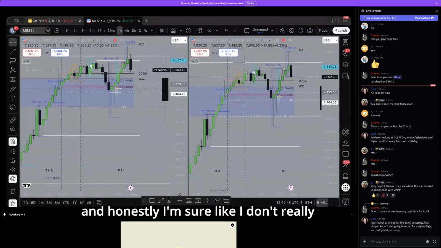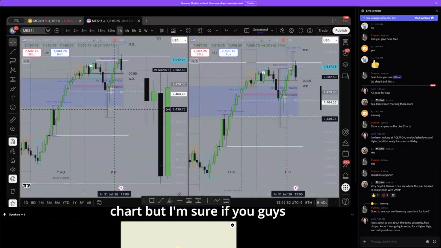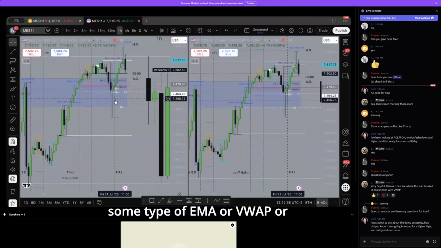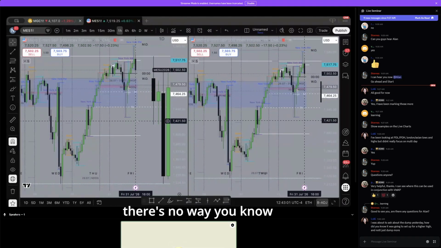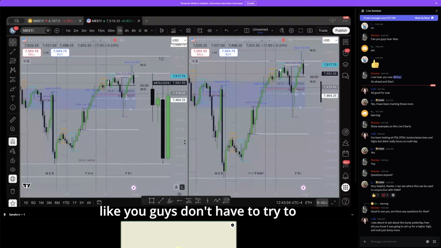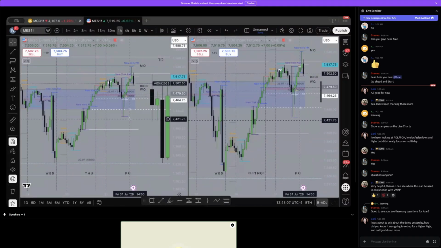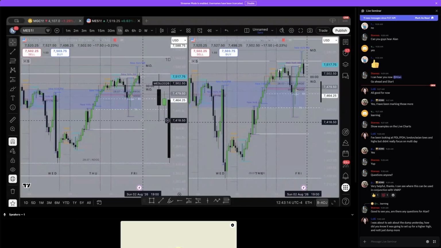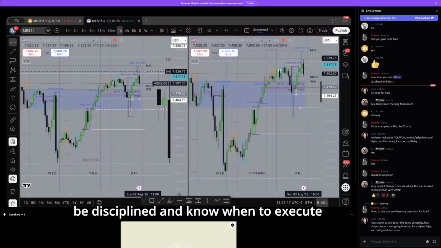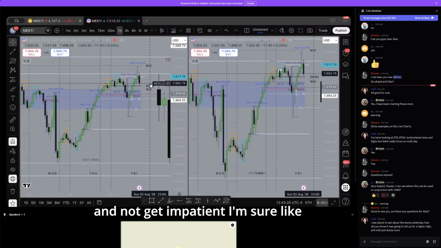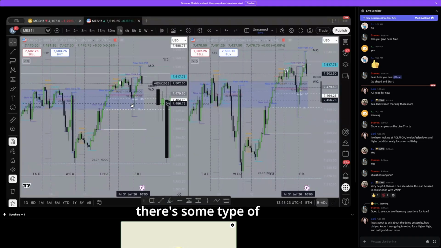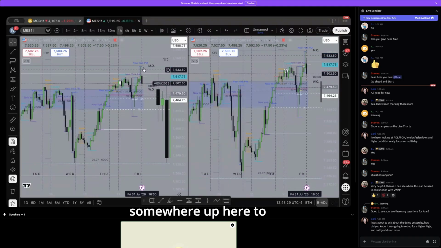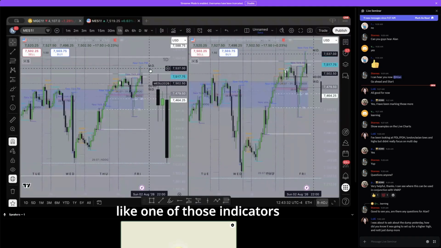And honestly, I don't really have the indicators on my chart, but I'm sure if you guys look on your chart, go on the 1 hour, there's for sure some type of EMA or VWAP or something right here. There has to be, there's no way. That's why I'm saying you guys don't have to try to incorporate every little thing into your trading. Just do whatever makes sense for you. Because it all works. You just have to be disciplined and know when to execute and not get impatient. I'm sure there's some type of reaction from something here. It's not just fair value gap, you know what I mean? And I'm sure there's also some type of reaction somewhere up here to one of those indicators.